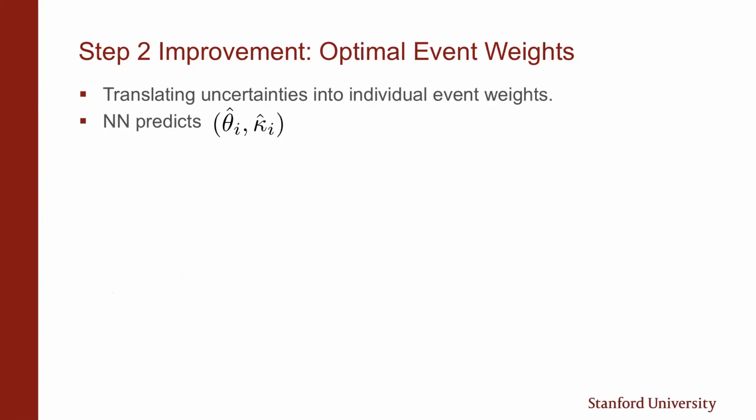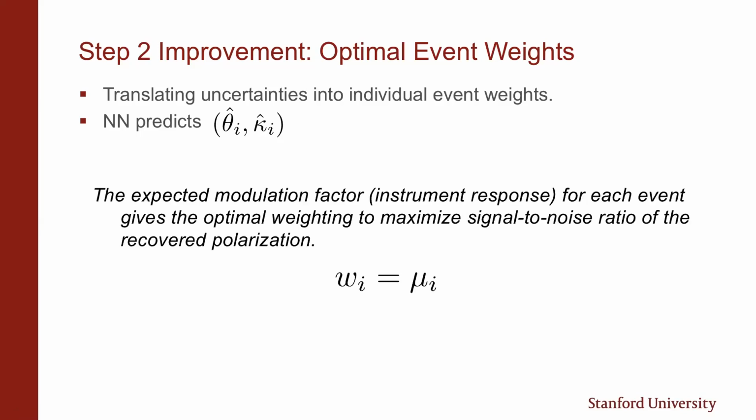And now we want to translate these individual event uncertainties into weights that we can use when we're estimating the polarization parameters. So it's not really obvious at first how to do this best, but we actually proved that the best weight to use for any individual event is its expected instrument response, or its expected modulation factor. That's the language of X-ray polarimetry.